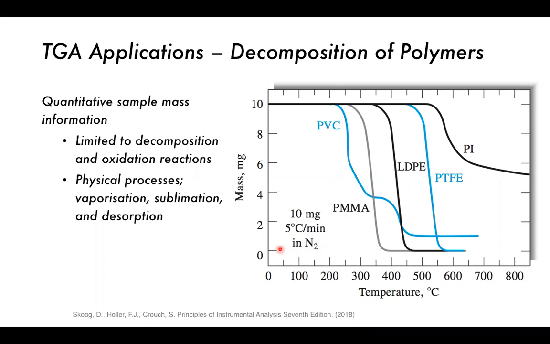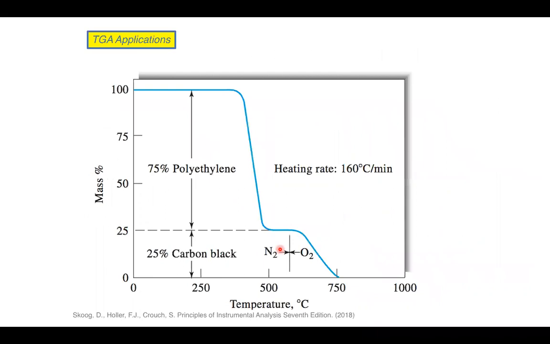So it's just sort of an application of it where you can get it from a real world kind of process. So here is looking at the polyethylene TGA. What we have here is the mass percent on the y-axis, and the temperature along the x-axis. And we're heating here at 160 degrees Celsius per minute. So this is a pretty fast heating process.